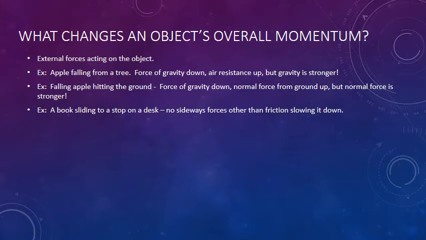Another example we haven't really talked about, a book sliding to a stop on a desk. After you let go of the book, if you think about the forces that are acting on it, well, there's actually three forces. There's gravity pulling downwards, there's the normal force from the table pushing upwards on it, and then there's a sideways force of friction that's in the opposite direction from whichever direction it's moving, and that's the force that's actually causing it to slow down. So it's an external force of friction that's causing it to slow down.